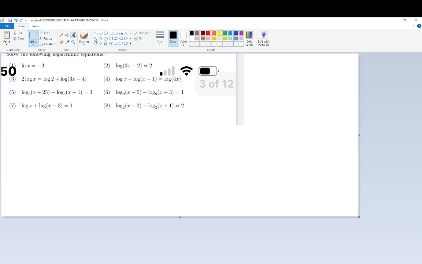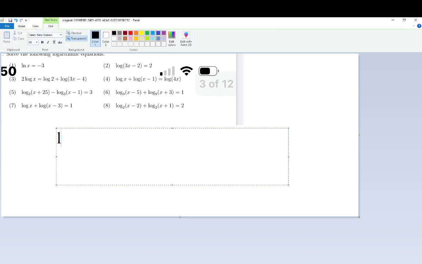Ln. What is ln? Ln is simply the log with the base of e. E is a magical number, 2.718. It's equal to minus 3. So how do we solve it?